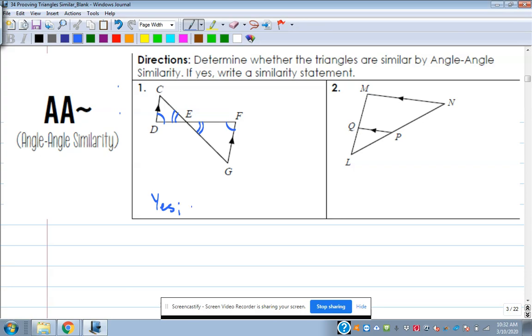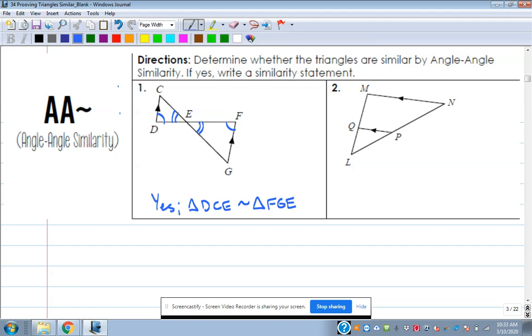Let's write a similarity statement. You said DCE, not congruent, but similar. FGE. Good job. We did so much with congruence earlier, it's hard to break the habit.